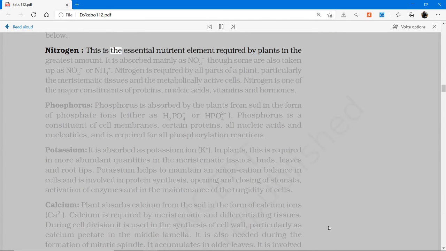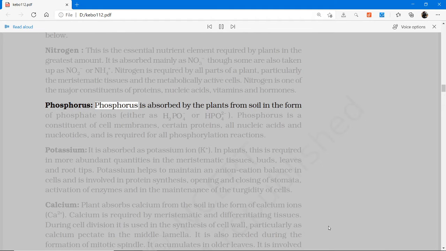Nitrogen. This is the essential nutrient element required by plants in the greatest amount. It is absorbed mainly as NO3⁻, though some is also taken up as NO2⁻ or NH4⁺. Nitrogen is required by all parts of a plant, particularly the meristematic tissues and the metabolically active cells. Nitrogen is one of the major constituents of proteins, nucleic acids, vitamins, and hormones.